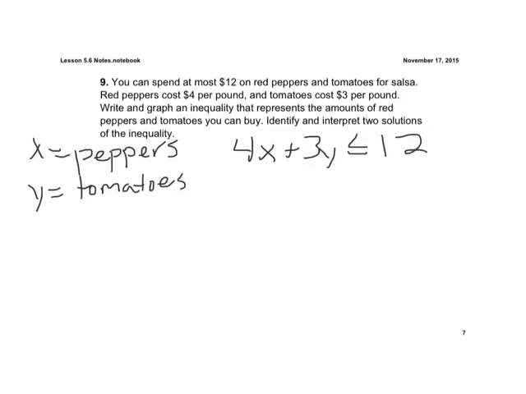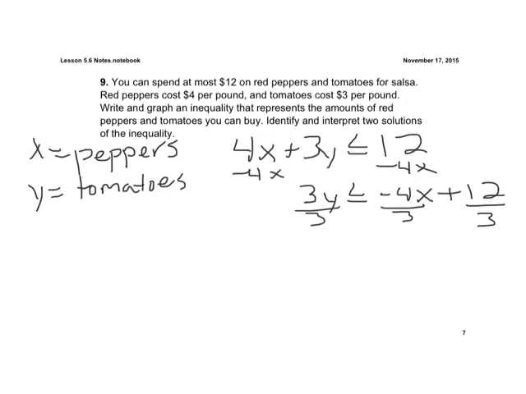We're going to have to make a graph, but first we need it in slope-intercept form. So let's move our 4x to the other side. We have 3y is less than or equal to, let's write our x's first, negative 4x plus 12. Divide everything by 3. So what we have left is y is less than or equal to negative 4/3 x plus 4. Okay, let's graph it.